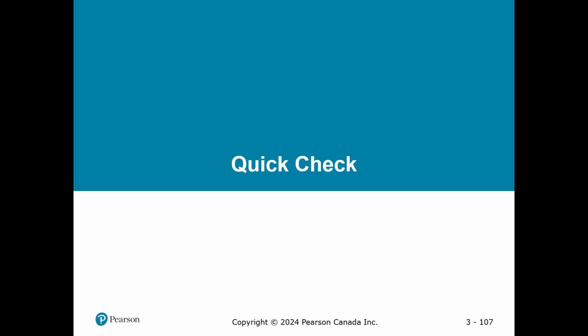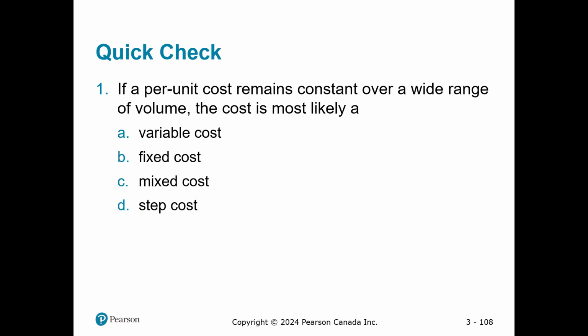All right, let's do a quick check of everything we've learned. 1. If a per unit cost remains constant over a wide range of volume, the cost is most likely a variable cost, a fixed cost, a mixed cost, or a step cost. So per unit cost constant. We know that the answer is variable cost because per unit variable cost stays constant.